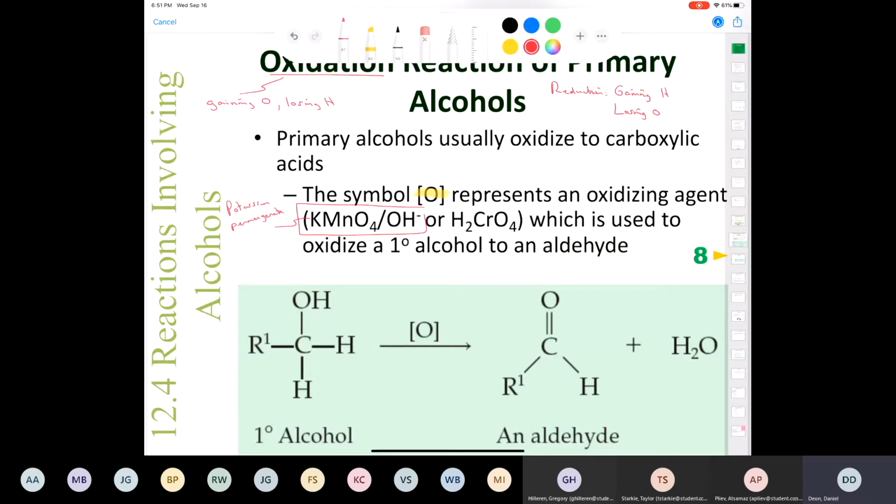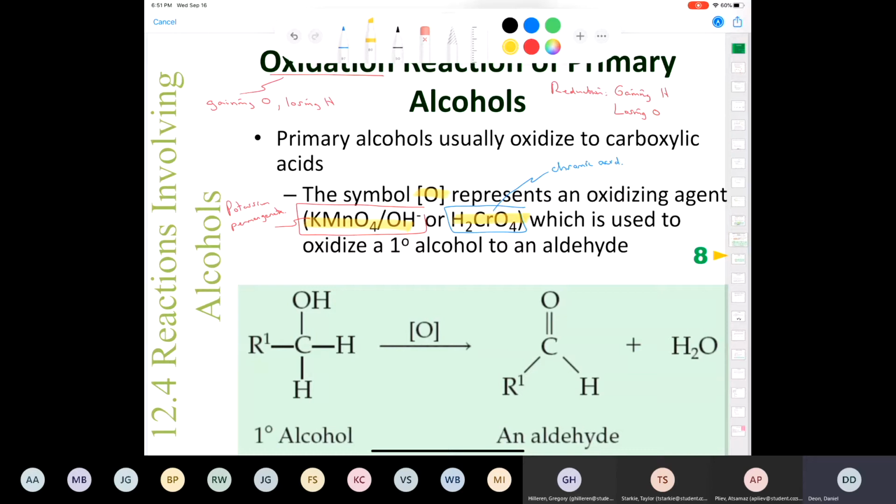permanganate. So potassium permanganate in base or hydroxide. And then also this one here. This is called chromic acid. But again, instead of writing all those out, a lot of the time we just use O like that. Now, if you're wondering, why do you have two different ones highlighted? Why do you have potassium permanganate and hydroxide and chromic acid?